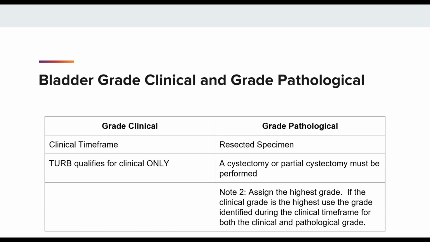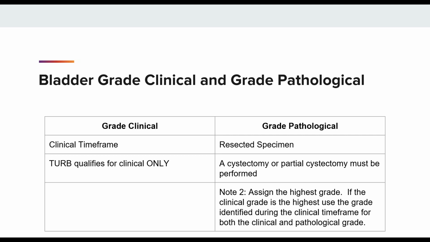This table illustrates the differences when determining grade clinical and grade pathological. For grade clinical, we are to assign the highest grade from the primary tumor assessed during the clinical timeframe, which would be prior to primary site surgery. Please keep in mind, a TURBT qualifies for clinical grade only. This is noted in grade clinical and grade pathological Note 5. This also correlates with AJCC staging qualifications.